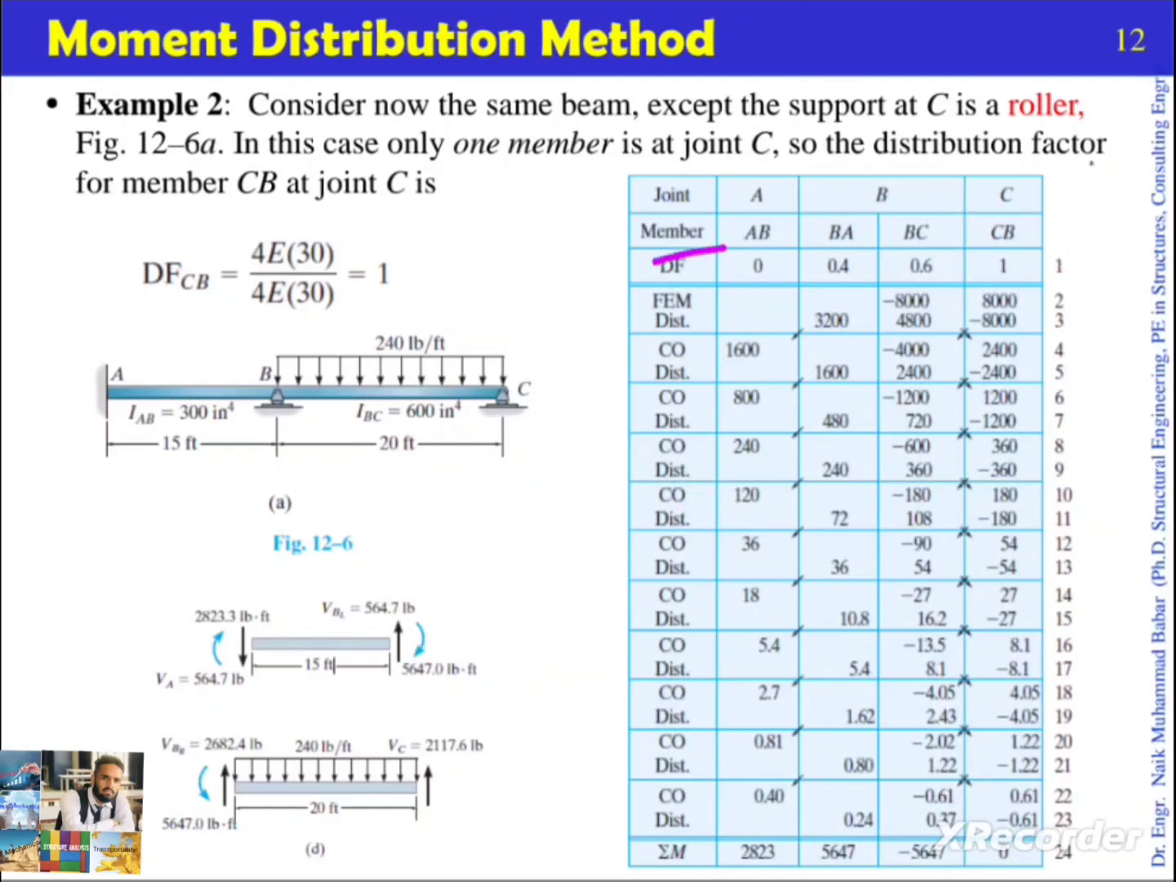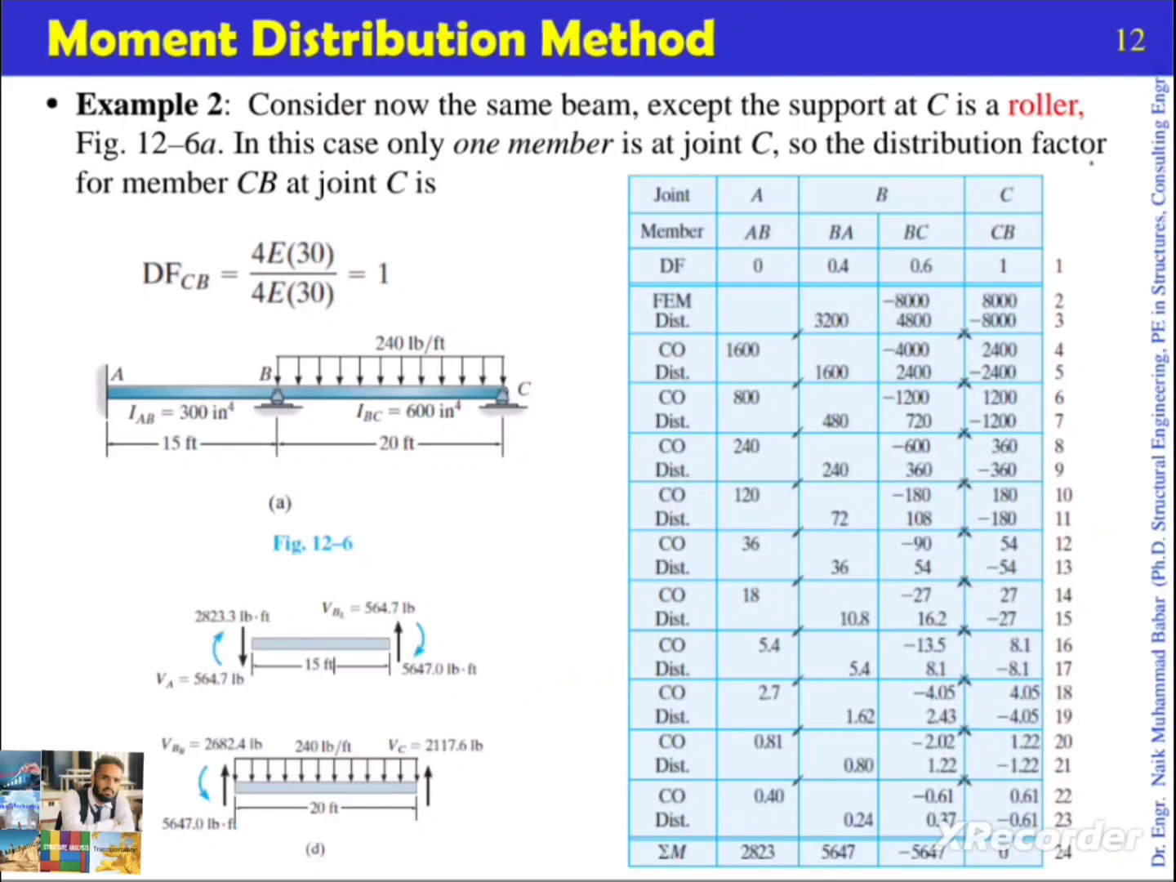So the third row is the distribution factor. The distribution factor for AB will equal 0, as we calculated that the distribution factor for a fixed support is 0. The distribution factor for BA is 0.4, the distribution factor for BC is 0.6, and the distribution factor for CB, a roller or rocker support or hinge support, is 1. So this is the third step.